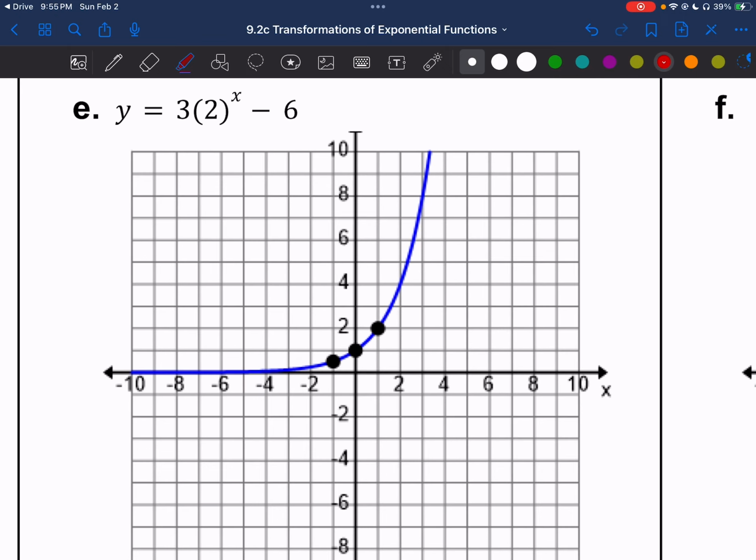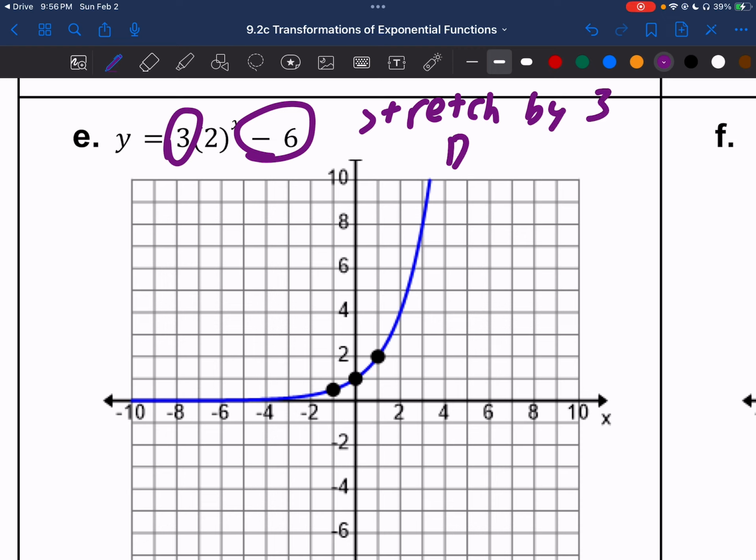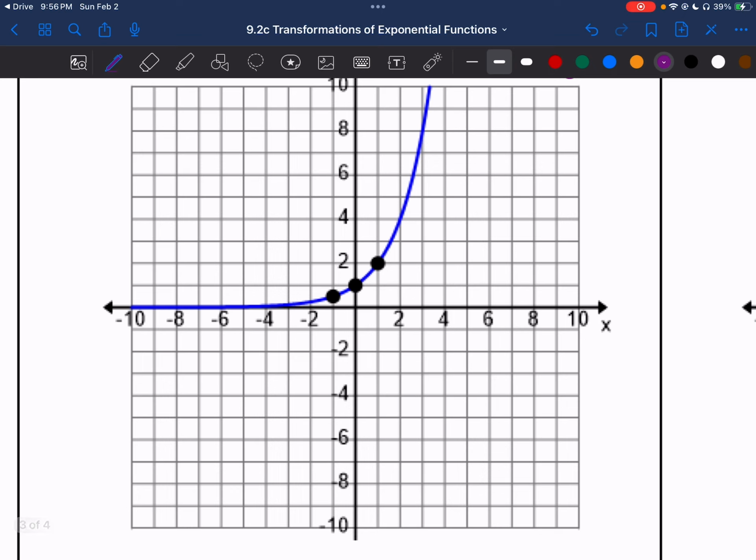All right, letter E. What are my pieces that I'm working with here? I've got a stretch and I've got a shift. So we're doing a stretch by 3, and we are moving down 6. So let's see what happens for each of these points to stretch them by 3 and move them down by 6. So 1/2 times 3 is 3/2, and we subtract 6 from 3/2, and we are going to have a point at negative 4.5.